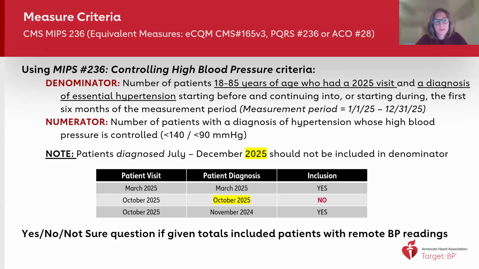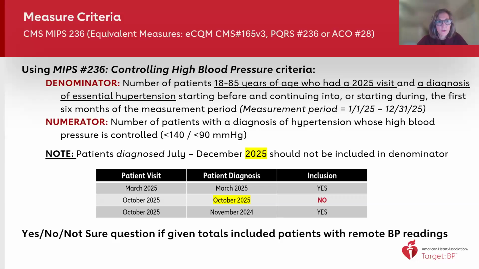I want to walk through both the measure specifications, the clinical practice attestations, and the award criteria for each of the target BP and check change control cholesterol programs. So starting with target BP, for those of you who have submitted before, there are no changes to this measure specification. We use CMS 236, the controlling high blood pressure measure.